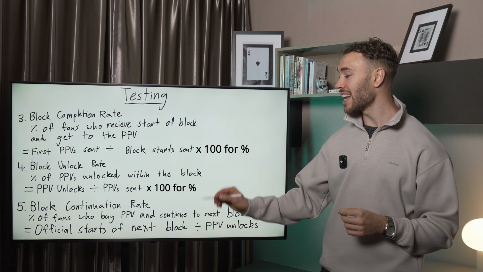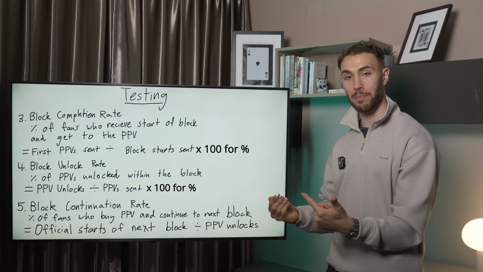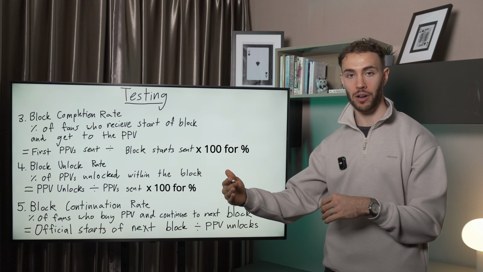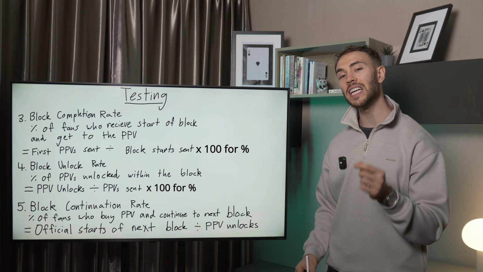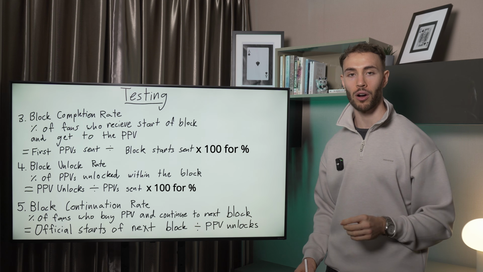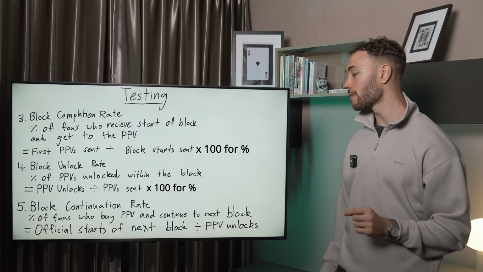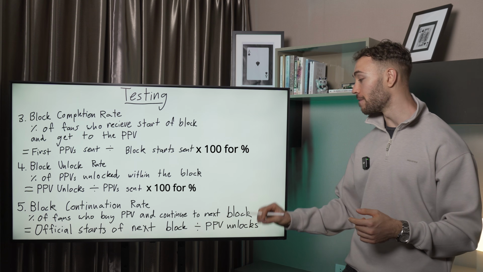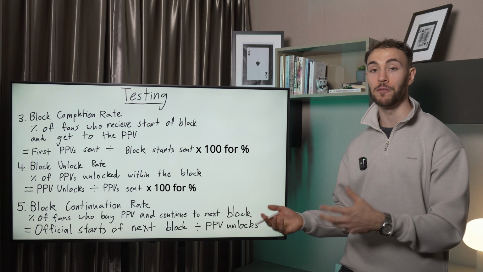Then we have block continuation rate. This is the percentage of fans who buy a pay-per-view in that block and then start the next block. This is an important metric for the quality of the content in your block. The formula for this is the number of times we sent the official start of the next block divided by how many times the pay-per-view was unlocked.